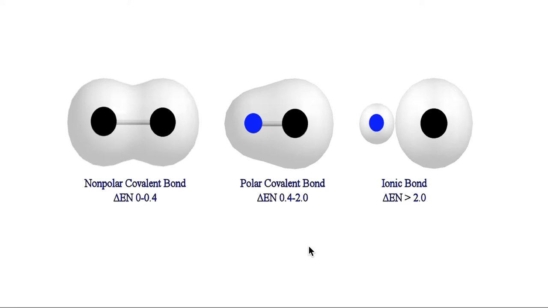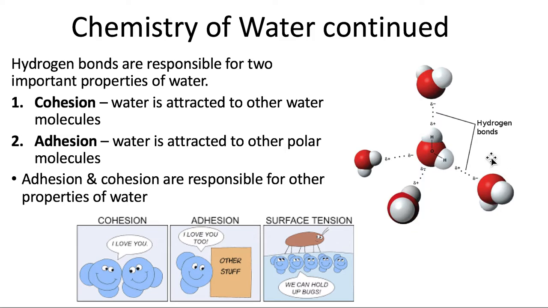So we can take a look at this type of hydrogen bonding here, and you can see that water molecules can form these hydrogen bonds between each other, which leads us to 2 important properties of water. These hydrogen bonds lead to these important properties. The first one is cohesion. And cohesion states that water is attracted to other water molecules. Okay, and that's exactly what's happening here. You have one water molecule and it's attracted to this water molecule, which is attracted to this water molecule.